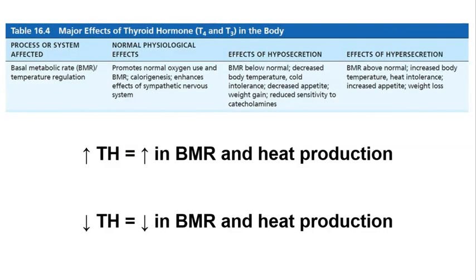The major effects of thyroid hormone, as mentioned earlier, is that they control basal metabolic rate, which is abbreviated BMR, as well as controlling heat production. So increased secretion of thyroid hormone, which is referred to as hypersecretion, will increase both basal metabolic rate and heat production. Meanwhile, decreased secretion, which is referred to as hyposecretion, will lower basal metabolic rates as well as heat production.